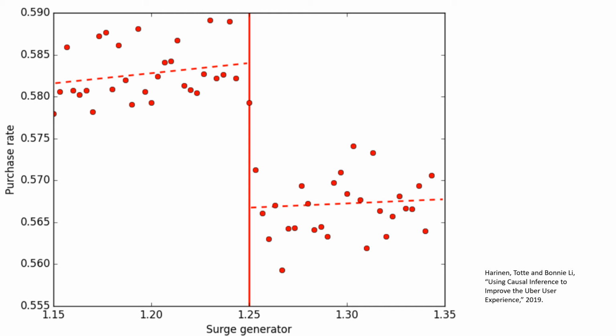So when there's a lot of people in a certain area trying to get a ride from Uber, there is surge pricing. The price of an Uber goes up. And this has a couple of effects. One, it brings more drivers into the area, and it also reduces the demand for an Uber. So as you can see here, when the surge generator kicks in, the purchase rate, the number of people purchasing, drops dramatically. Again, there is no random assignment here.